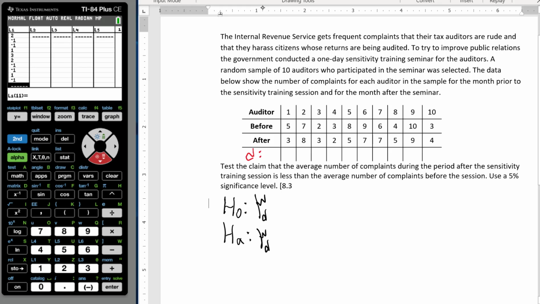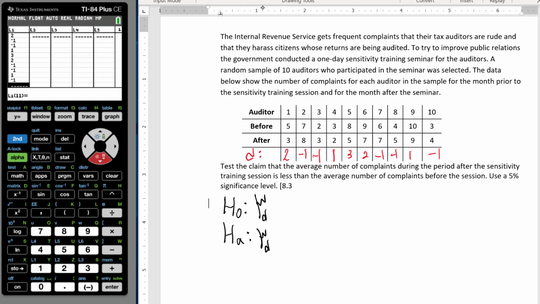The difference D. 5 minus 3 is 2. 7 minus 8 is -1. -1. 1. 3. 2. -1. -1. 10 minus 9 is 1, and 3 minus 4 is -1. We need to test whether this difference, we wanted the difference to be positive or negative.